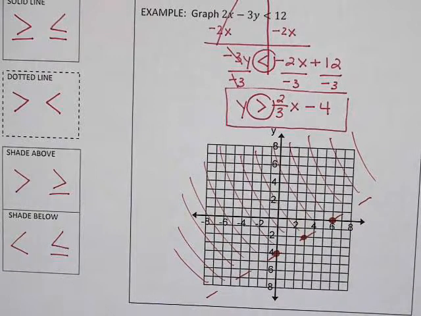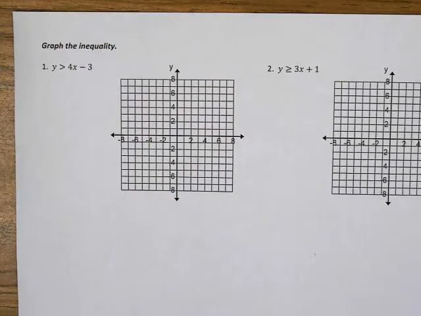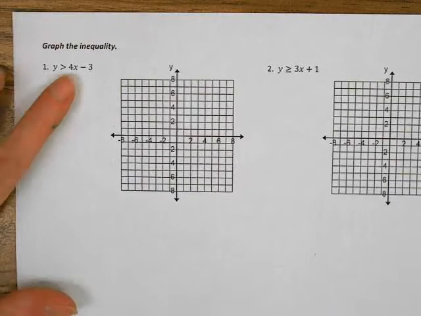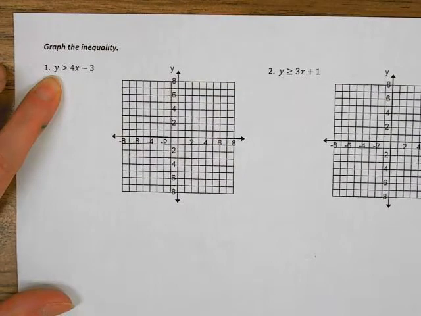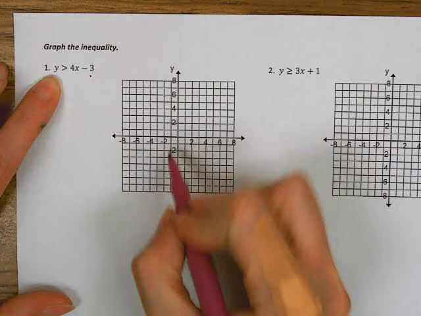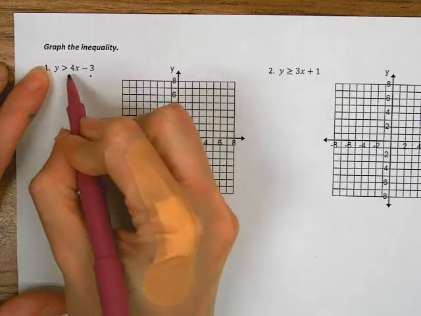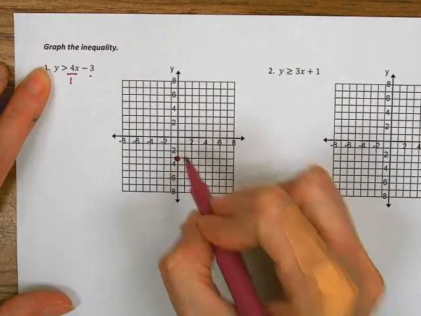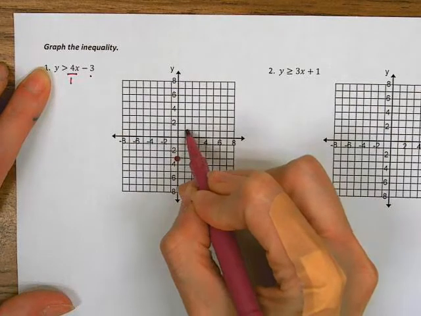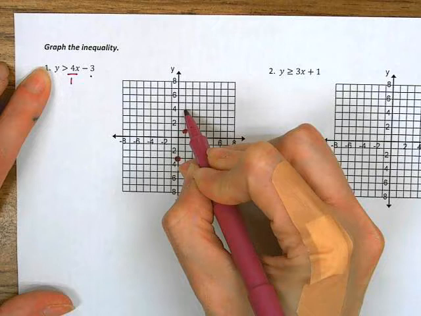All right, let's try a couple more. So on the back, number 1. So we got to graph the line and then shade the region. So this one's easy because y is already alone. So we begin with the y-intercept of negative 3, and our slope is 4 over 1. So up 4, right 1, up 4, right 1.